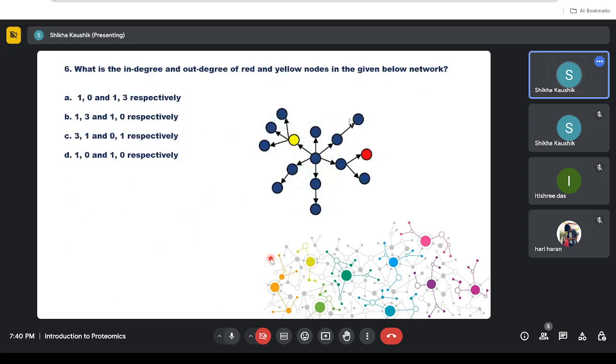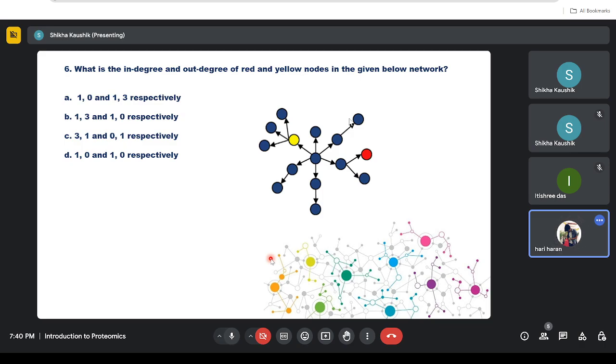Next question is, what is the in degree and out degree of the red and yellow nodes in the given network below? So sir might have talked about the network, how you get the interactome, or basically how you make the protein network. So there's an in degree and there's an out degree. In degree is basically from where that particular network is coming. Out degree is where it's going. So you have to tell red ka in and out, yellow ka in and out. In is from where it's coming, and out is where it's going.